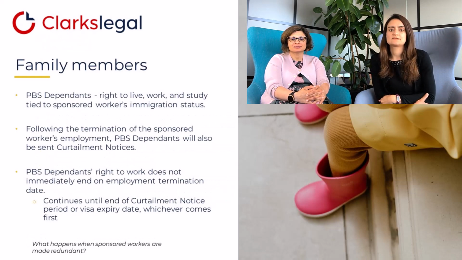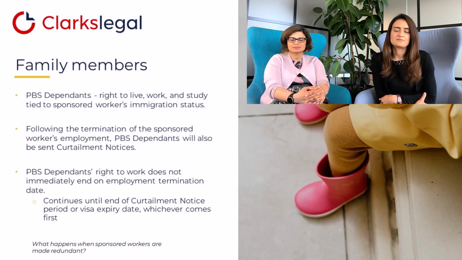So, of course, these sponsored workers commonly have family members who are dependent on their visa. So these dependents, they have the full right to live, work and study in the UK as dependents of the main sponsored worker. What is different is that following the termination of their sponsored family member, they will receive curtailment notices, but their right to work does not immediately end on their family member's termination date. Their right to work continues until the end of the curtailment notice period or their visa expiry date, whichever comes first.